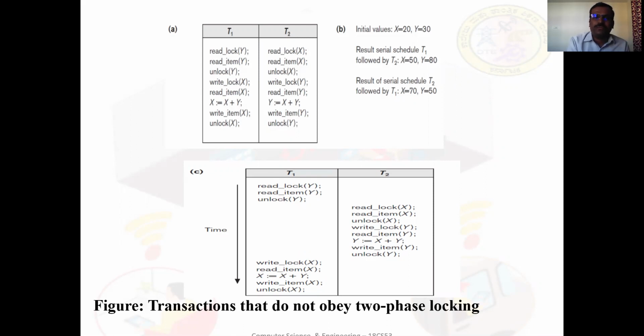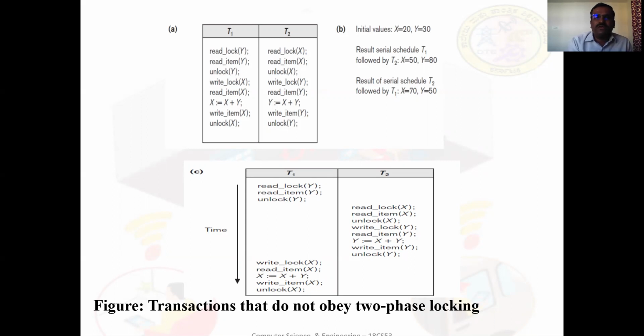X is equal to X plus Y. Y is equal to X plus Y. What is Y here? X is 50, Y is 30. 50 plus 30, 80. Y is 80. Writing 80 as the value of item Y.